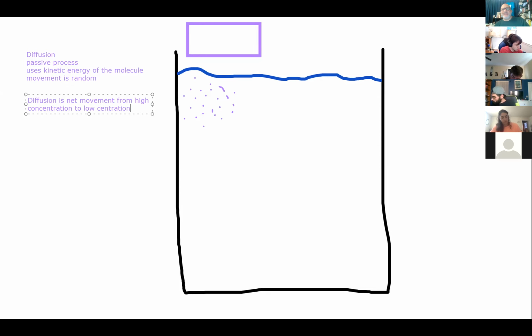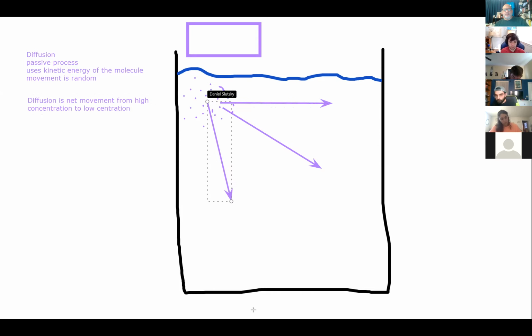So with diffusion, we get this net movement where this Kool-Aid is going to spread out inside of this beaker until it reaches a point where it's all pretty much equally spread out from each other. What do we call that magical point where it's all equally spread out from each other? Homeostasis. True, homeostasis is one term for it, and that is accurate. However, when we're talking about the movement of substances in a solute, we have another term for that. There we go. Equilibrium.